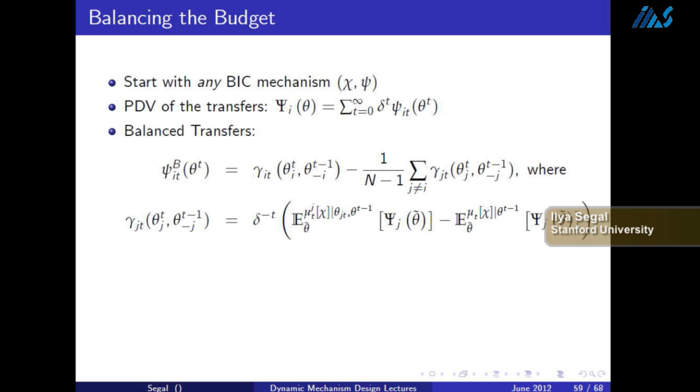And the first term is the expectation of the same thing, but now updated based on the signal observed by the agent in the current period. So this difference is basically by how much the new signal, the new report in period t, affects the agent's expected present value of the payments in the original mechanism. And the delta to the minus t is because you want to bring it to period 0, so that everything will be in the units of period 0.